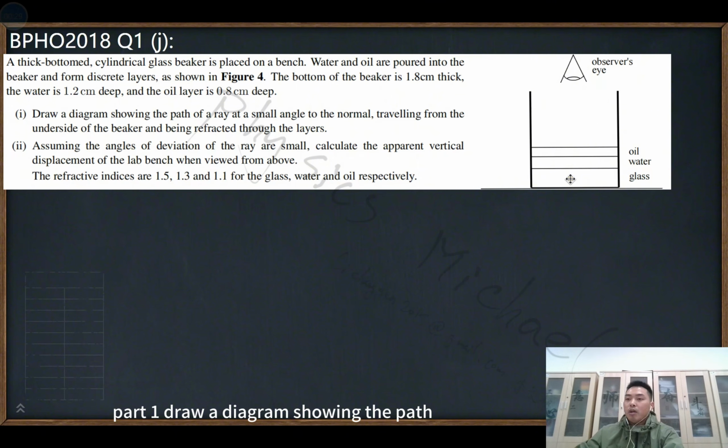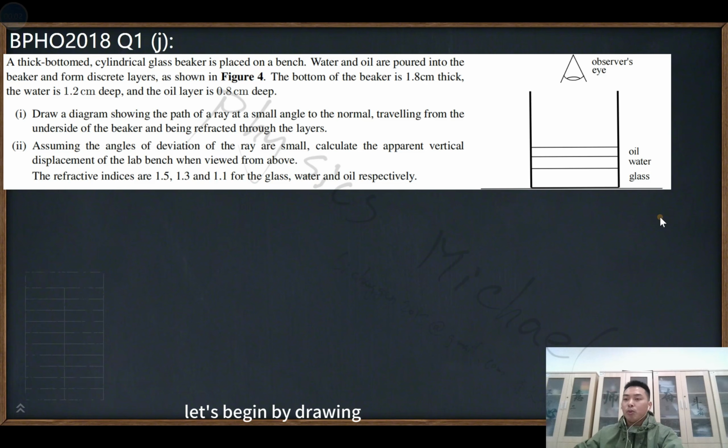Part 1. Draw a diagram showing the path of a ray at a small angle to the normal, traveling from the underside of the beaker and being refracted through the layers. Part 2. Assuming the angles of deviation are small, calculate the apparent vertical displacement of the lab bench when viewed from above. The refractive indices are 1.5, 1.3, and 1.1 for the glass, water, and oil, respectively.